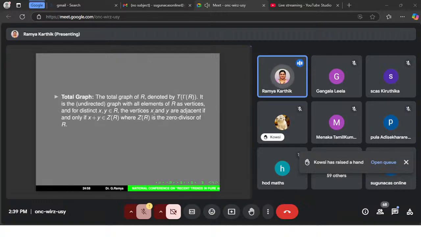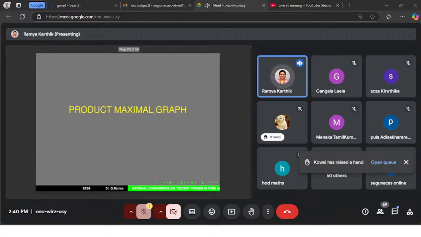Okay, and next one, the total graph. This total graph was introduced by Anderson in 1999. Here the set of all vertices is the set of all elements in a ring R, and two elements are connected if their sum is in the zero divisor set.